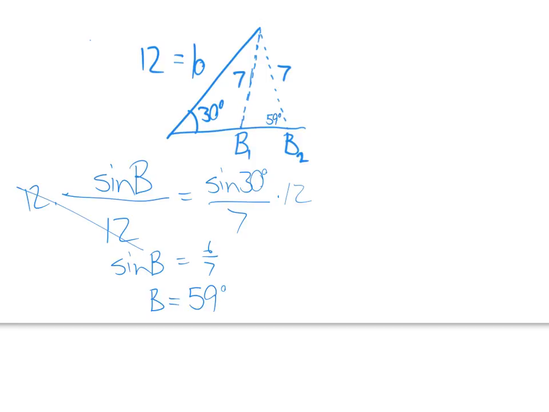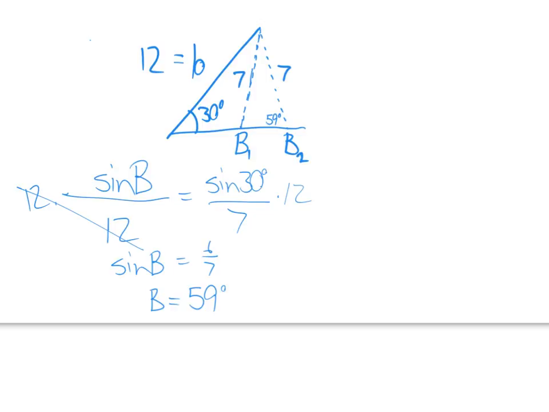Now, let's think about this. Is there anything that is mathematically impossible from what we have so far? Well, 30 is smaller than 59, so look across from 30 and we have 7. Look across from 59, it's 12. That's possible, okay?